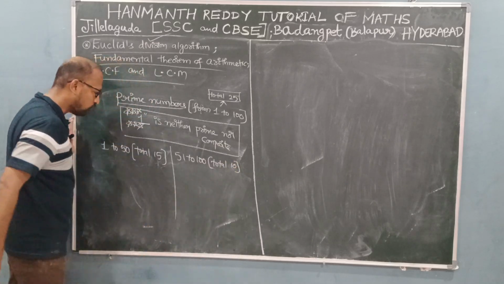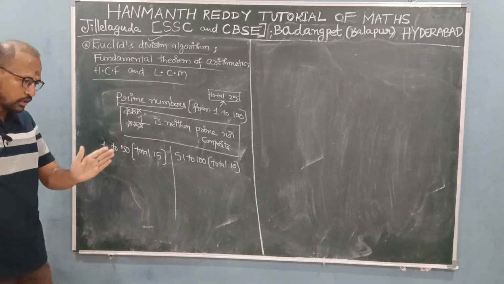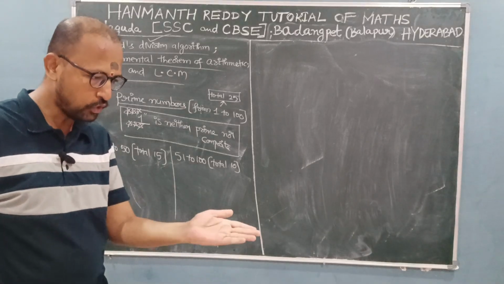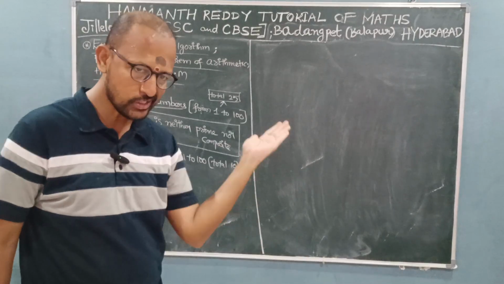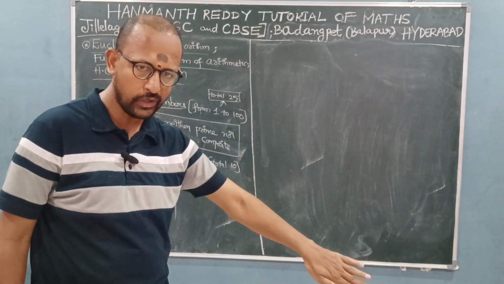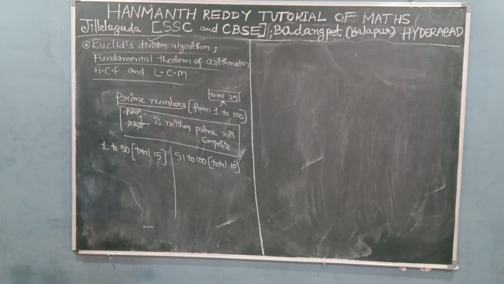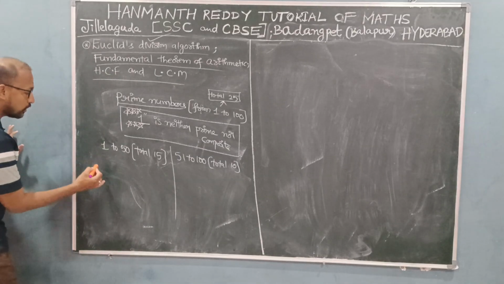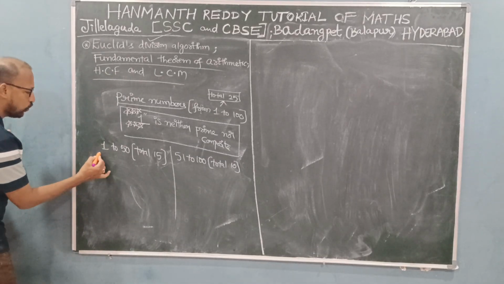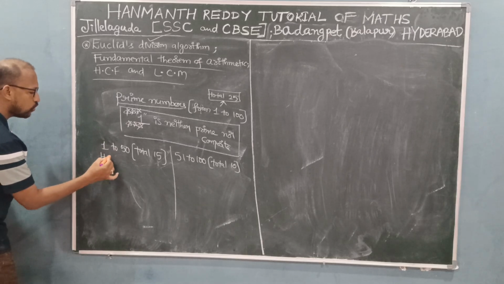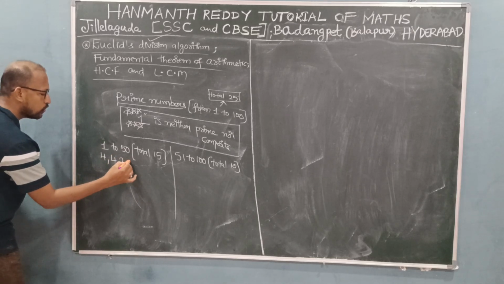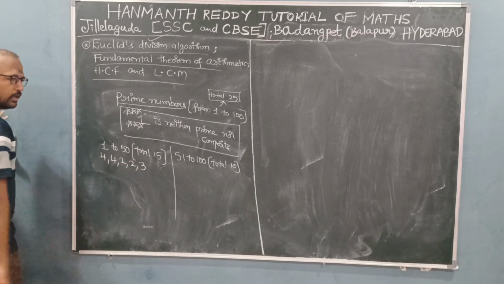From 1 to 50, divide into groups: 1 to 10, 11 to 20, 21 to 30, 31 to 40, 41 to 50. Next, 51 to 60, 61 to 70, 71 to 80, 81 to 90, 91 to 100. Remember it like a telephonic code: first group 4, second group 4, third group 2, fourth group 2, fifth group 3.